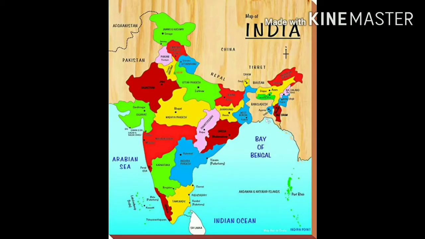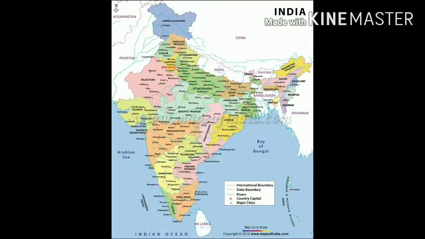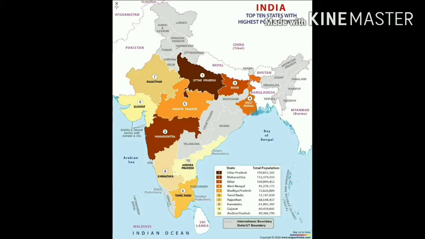A map is a representation or drawing of the total or part of the earth's surface according to a scale. There are so many types of maps. There are political maps, physical maps, and population maps. The political map shows cities, towns, villages, their boundaries, and capitals. The population map shows population densities, the location of population, and the thickest and thinnest population areas.